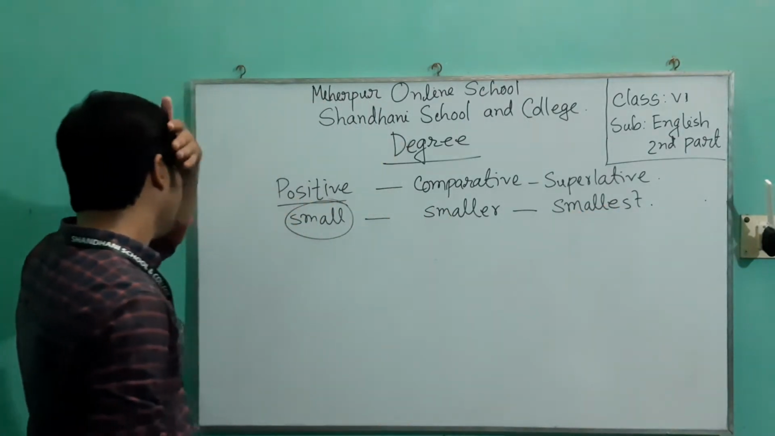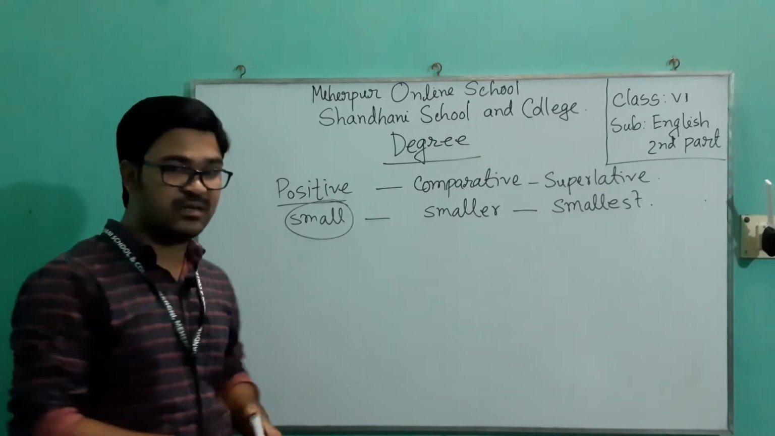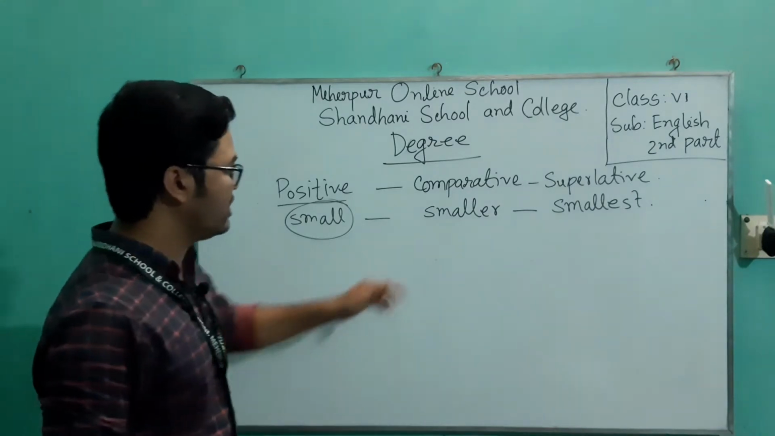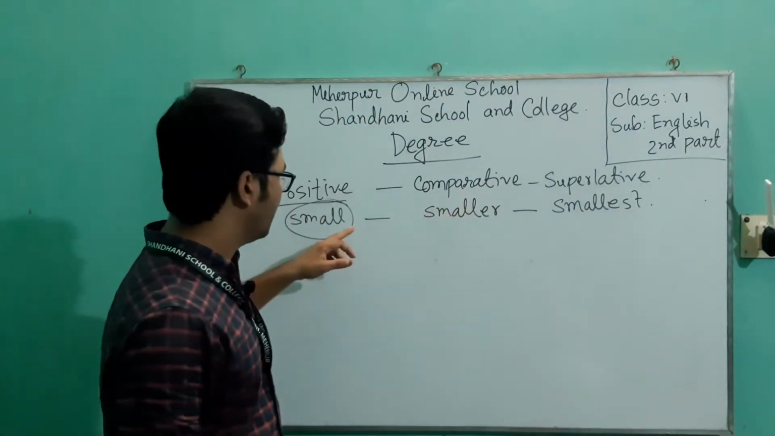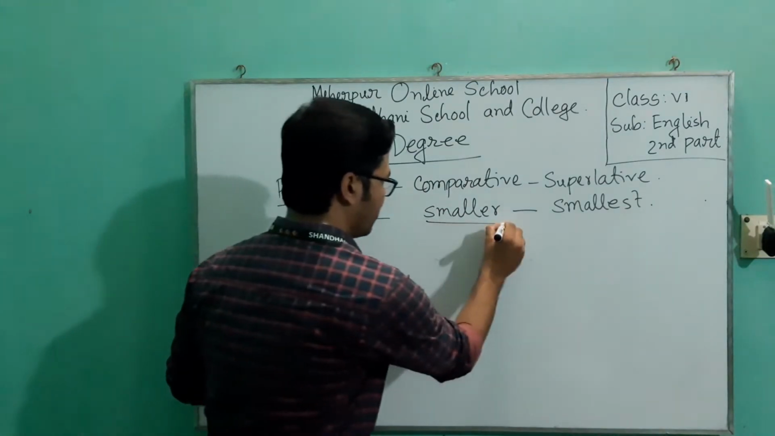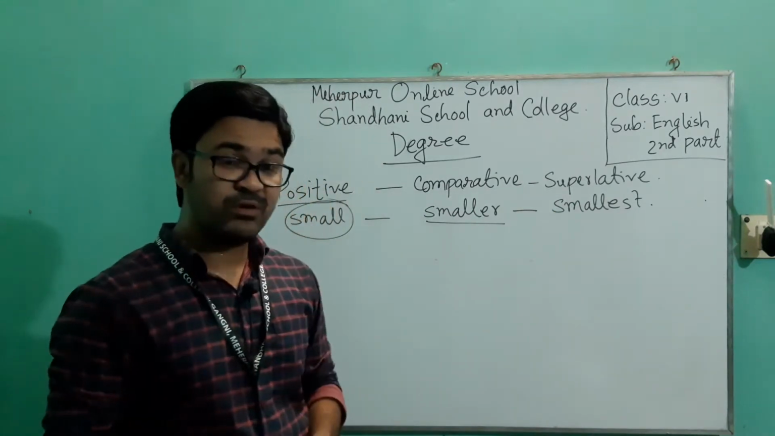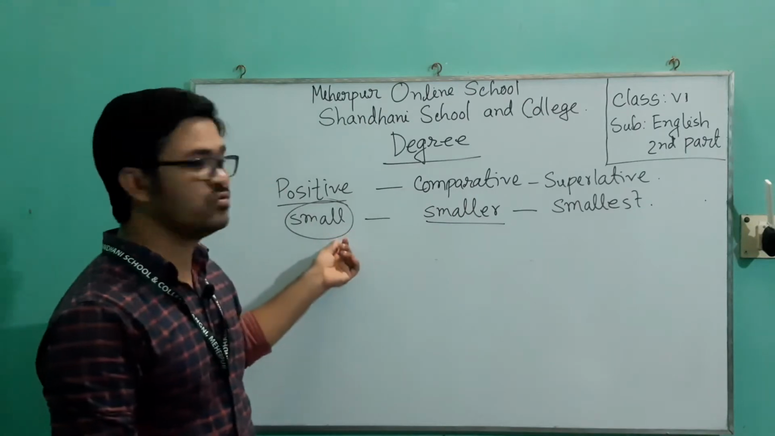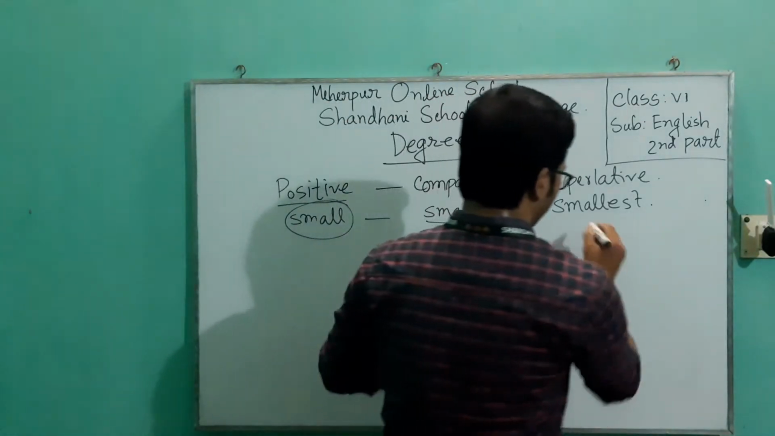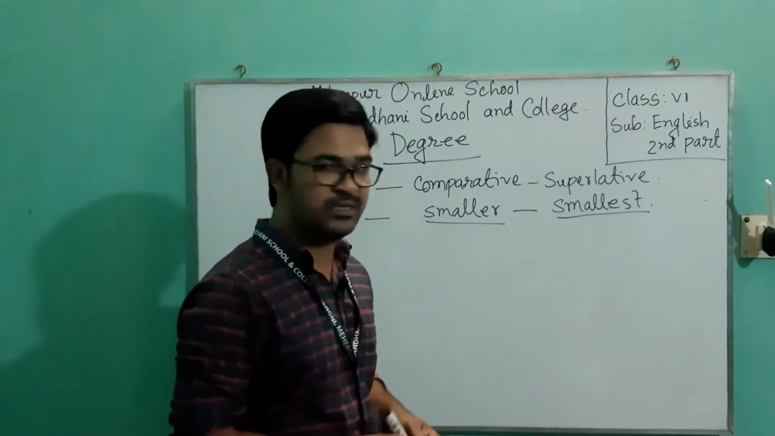So at first we have to see that this word is a monosyllable. That means we can pronounce it at once, small. Okay, so we have to change it into comparative, add er. Okay, students, so smaller is the comparative form, and we have to change it into superlative degree. So we will add est after the root word small, so smallest is the superlative form. Okay, dear students, I think all of you have understood this.